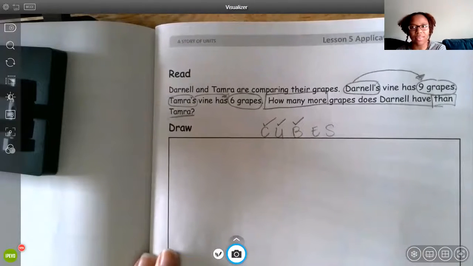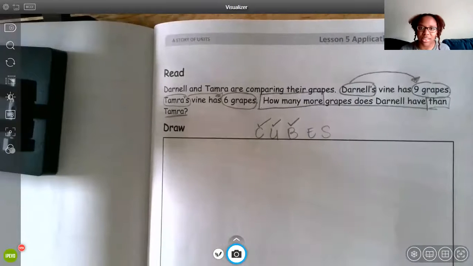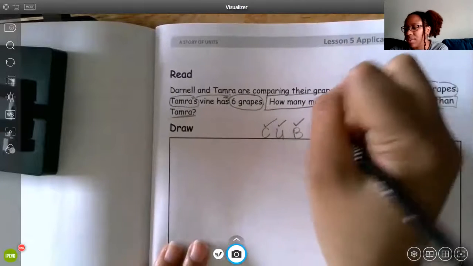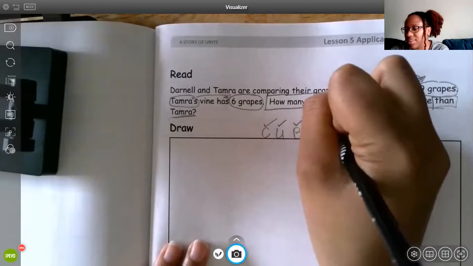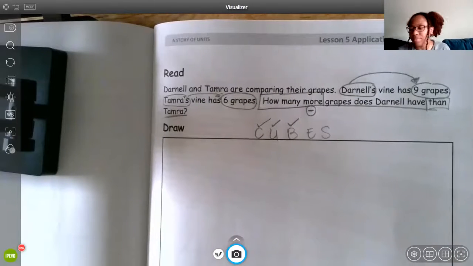Oh, I almost forgot one thing. Remember, we boxed the keywords to help us know what operation to use. Now, what operation am I going to use? Subtraction. So I'm going to put my subtraction sign down here, and I'm going to circle it to help me remember. Now I finish with the B.